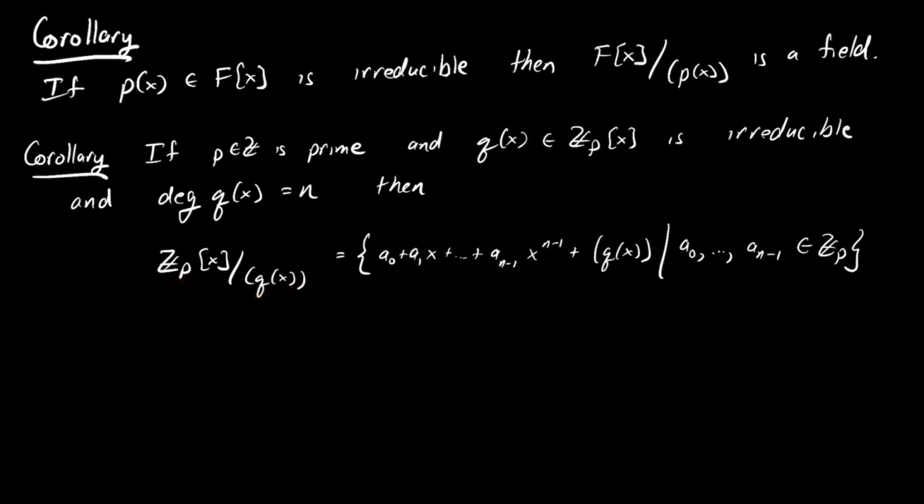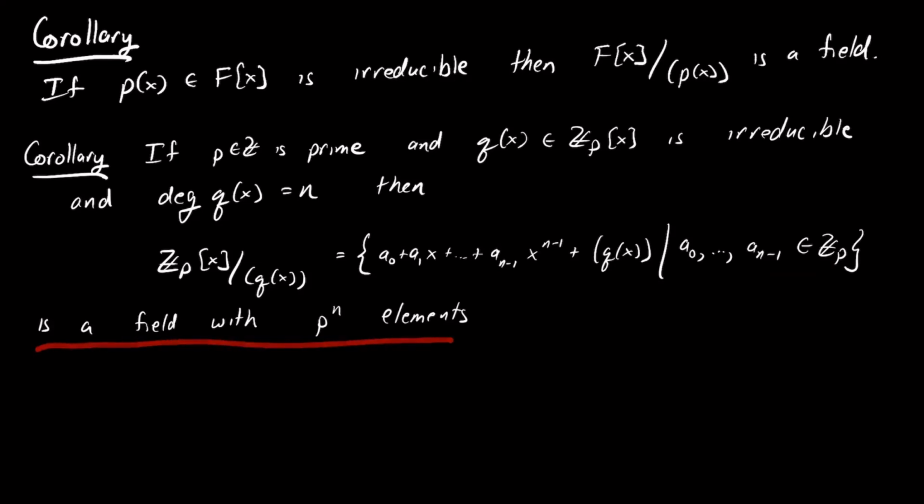So if the degree of Q of X is n, the remainders all have degree n minus 1 and lower. So the elements of ZP bracket X mod the ideal generated by Q of X are all polynomials of degree less than or equal to n minus 1 plus our ideal. This is what the cosets look like. And of course, the coefficients come from Z mod P. And we have that this is a field with P to the n elements.